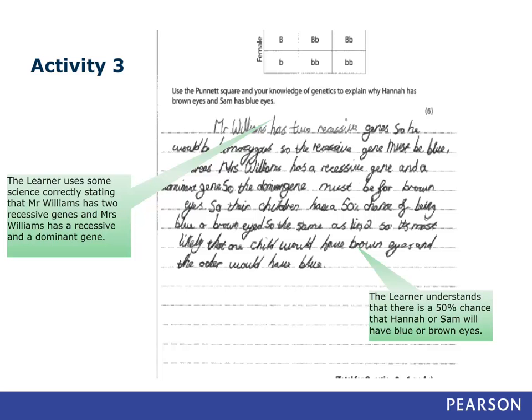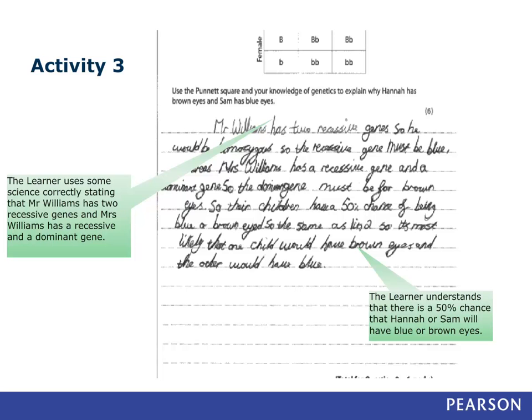In this merit level example, whilst the learner has used the term genes rather than alleles throughout, the learner has shown a good understanding that Mr. Williams has 2 recessive genes, so he is homozygous for the trait of blue eyes. They also show an understanding that Mrs. Williams has a recessive and a dominant gene, so the dominant gene is for the trait of brown eyes.